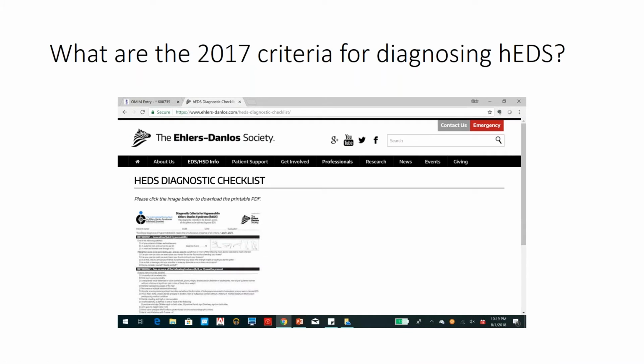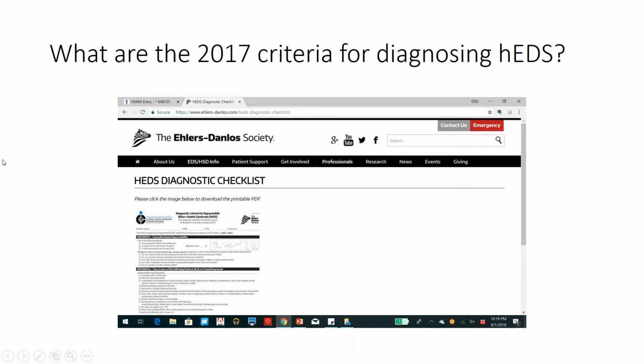We only have a short time to speak tonight, and so I'm going to focus on the 2017 criteria for diagnosing hypermobile Ehlers-Danlos syndrome. The criteria for diagnosing all of the other types are available in that American Journal of Medical Genetics, and that is freely available to all on the Ehlers-Danlos Society website. But now what I'd like to do is take just a few minutes and talk about the 2017 criteria for diagnosing hypermobile EDS, because this is in fact the most common form of Ehlers-Danlos syndrome.